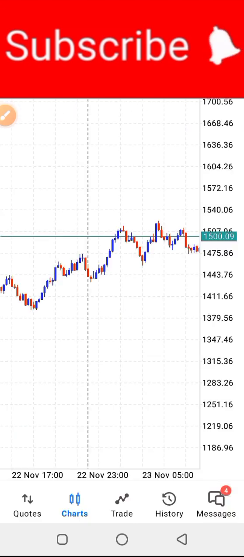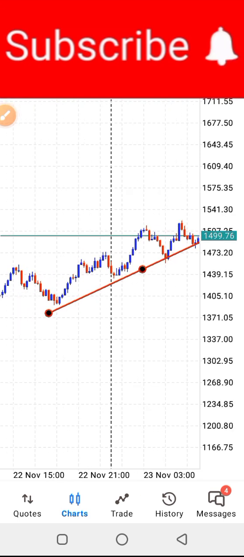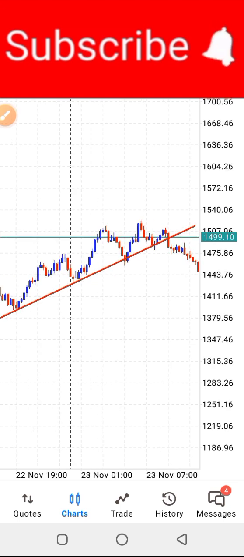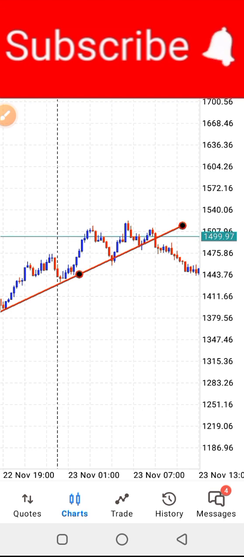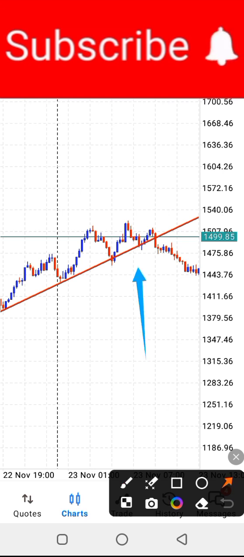What do we have right here? I can draw my trend line from this point to this point like this, so long as I have up to 3 touches. So this is my trend line, and I'm simply waiting for price to break this trend line. And as you can see, the trend line got broken right here.